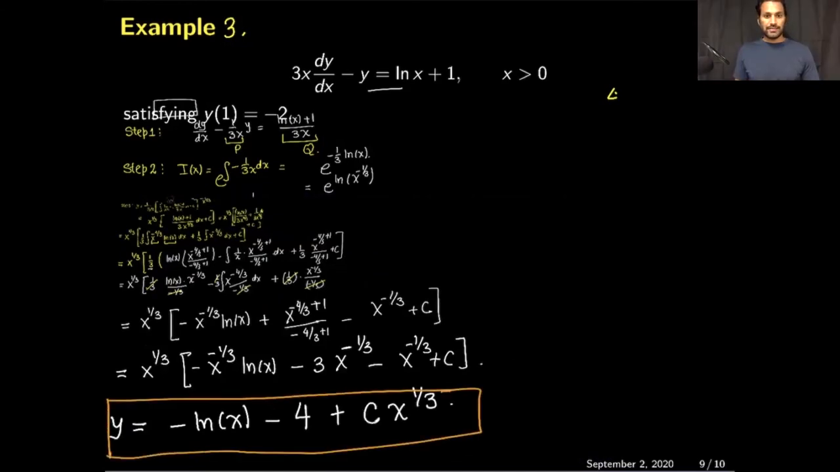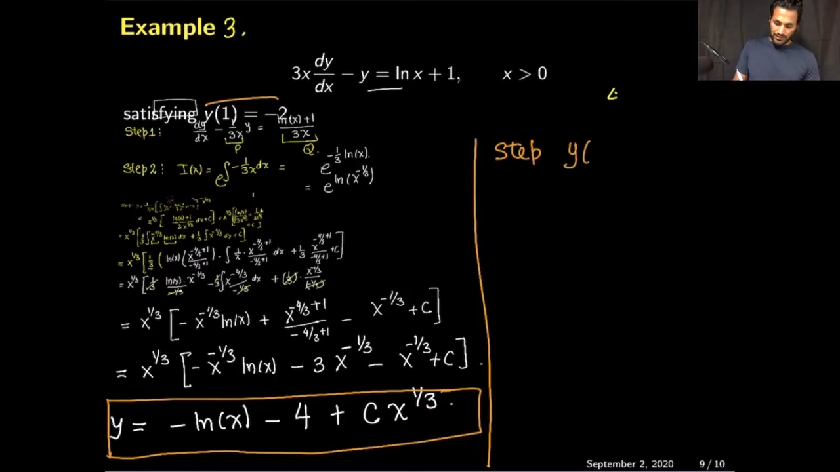So after calculating this integration, our function y is equal to minus natural log of x minus 4 plus c times x to the power 1/3 is our general solution. So in step number 4, we will calculate this constant c from this condition which is given. So we have given that at x equal to 1, our dependent variable is equal to -2. So I plug x is equal to 1 and set y is equal to -2. So this is the natural log of 1 minus 4 plus c times x to the power 1/3.